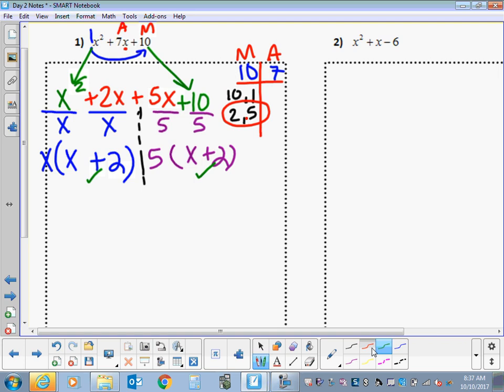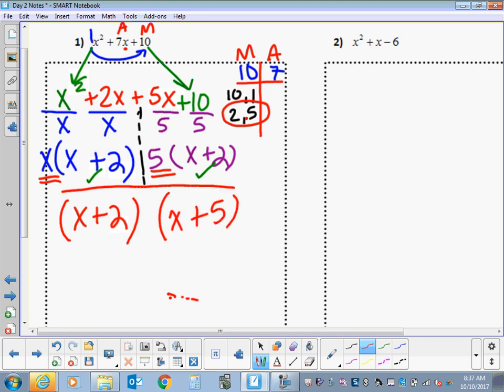So from here, my matching parentheses become a factor, and my GCFs become a factor. So x and 5 become a factor. And that's your answer. That's how we factor by grouping.